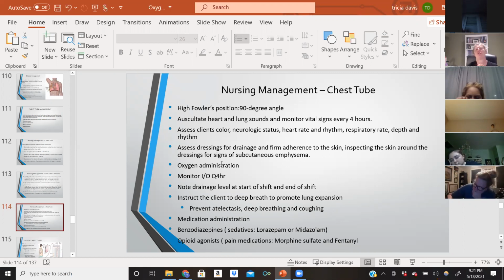Nurse management, we want to make sure that our patients are at a 90-degree angle for the most part. We want them in that high Fowler's position. We're going to be auscultating those heart sounds and lung sounds and looking at their vitals every 4 hours. We're going to assess their color, their neurological status, their heart rate and rhythm, respiratory rate, depth. We're going to monitor that dressing for any drainage. Make sure it's firmly adhered to the skin, inspect the skin around it, right? Because if we get that subcutaneous emphysema, we're going to see that cracked area. Make sure that if they need oxygen, we're giving them oxygen.